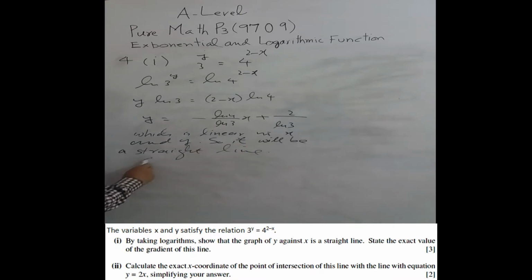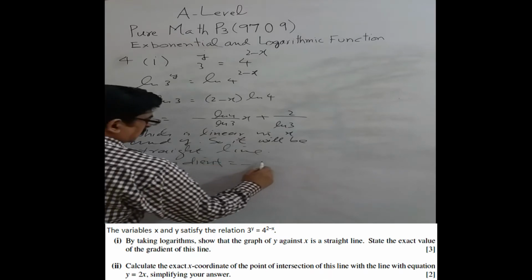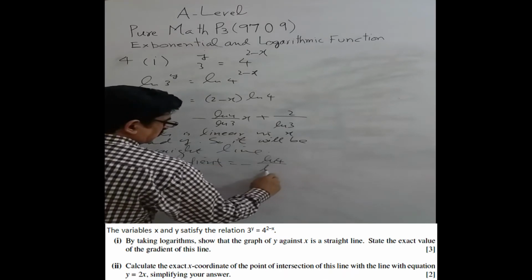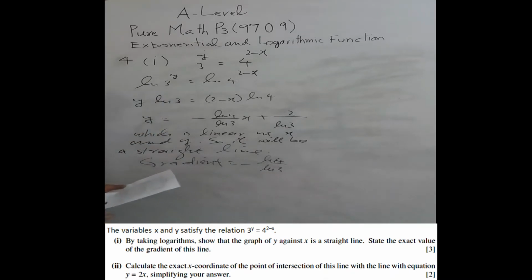Straight line. What is the gradient? Gradient is equal to minus ln 4 over ln 3. Now the second part is to calculate the exact x coordinate of the point of intersection of this equation with the line y is equal to 2x.